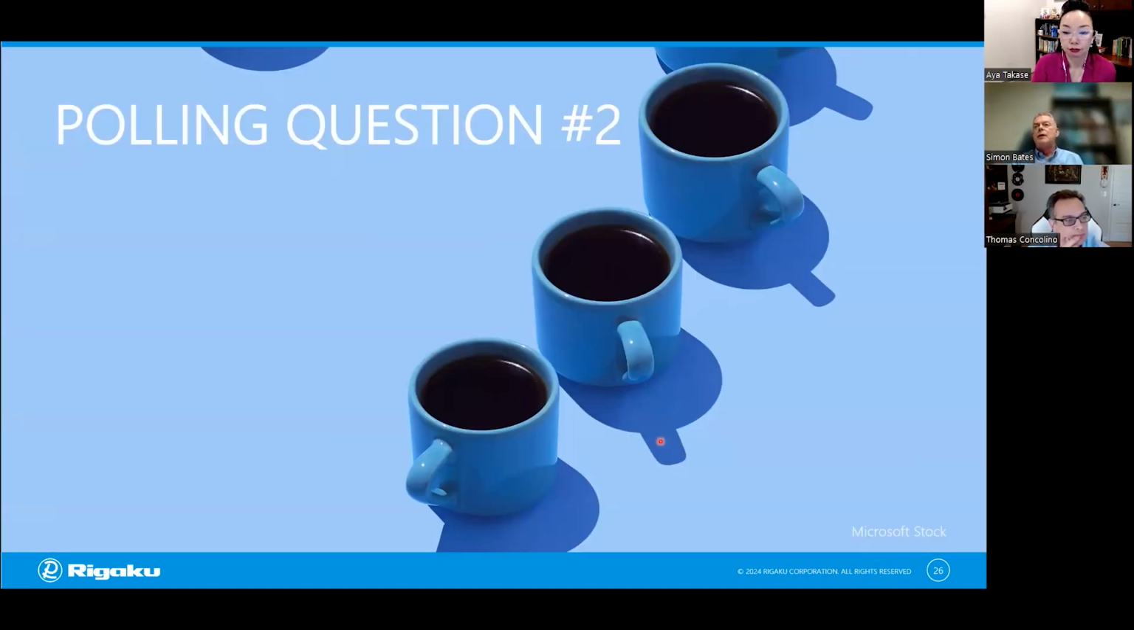We're now at polling question number 2. So the second question, let me open this first. We had for the audience: have you used the PDF before for materials characterization? Have you done PDF measurements and data analysis before?